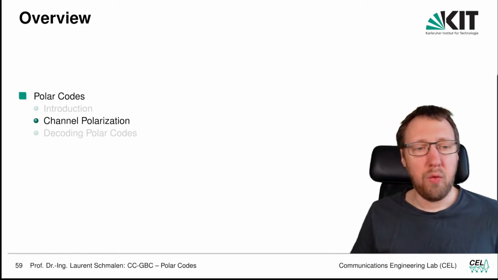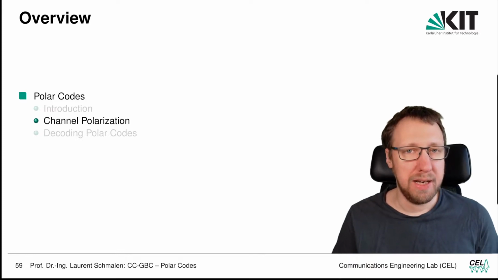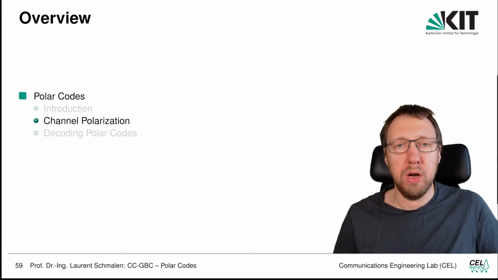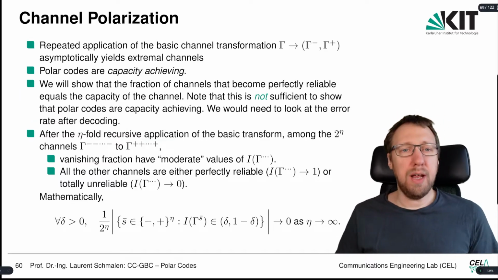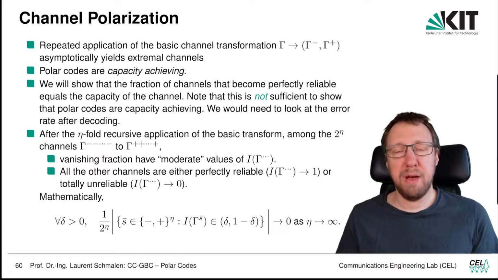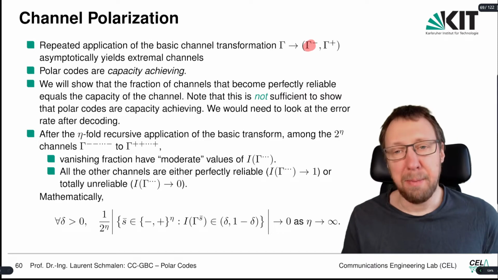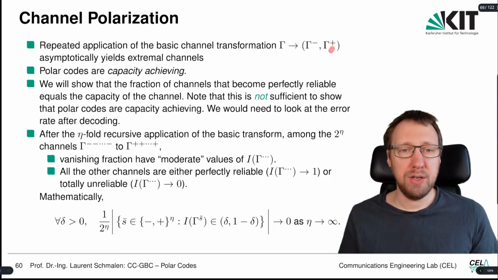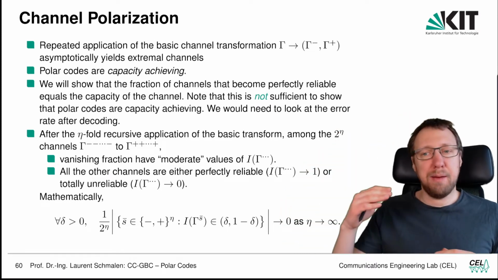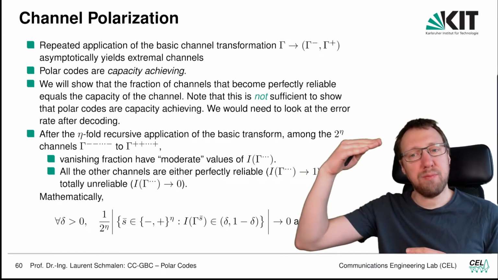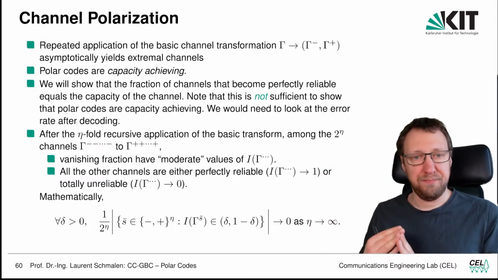So in this video, we are going to look in particular at channel polarization and try to understand a little bit of what is going on in it. We saw that when we repeatedly apply the basic transformation, generating two equivalent channels, gamma minus and gamma plus, from the original channels, we get extremal channels. It means we get some channels that have an erasure probability close to 1 and some that have an erasure probability close to 0.